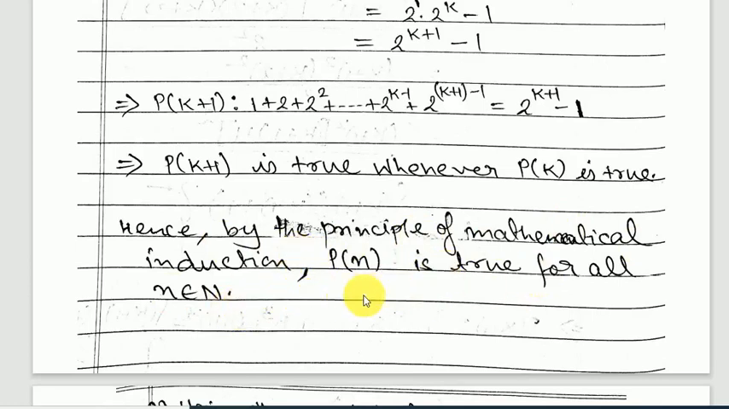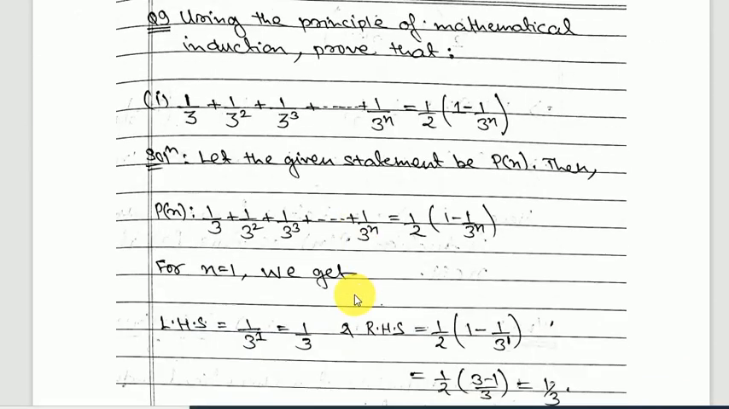Done. Next question. Using the principle of mathematical induction, prove that 1 upon 3 plus 1 upon 3 square plus 1 upon 3 cube plus ... plus 1 by 3 to the power n is equal to 1 by 2 into 1 minus 1 by 3 to the power n. So the first step, let the given statement be Pn. Then Pn colon, copy the question.